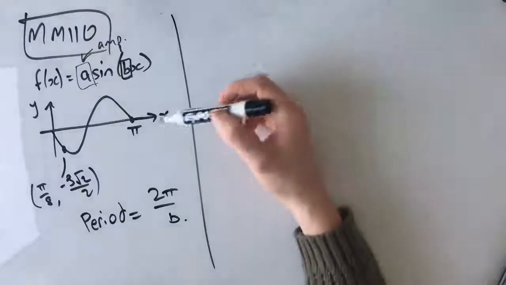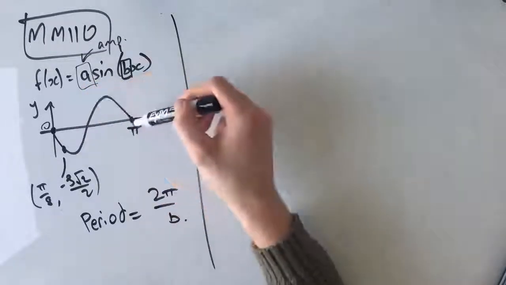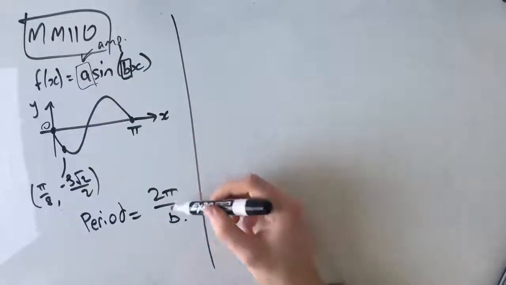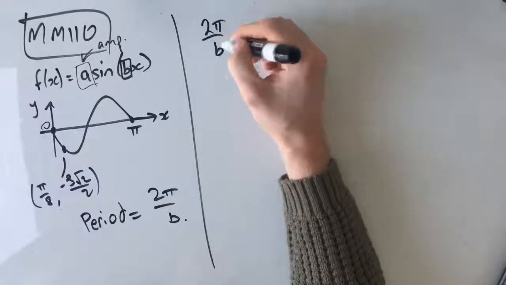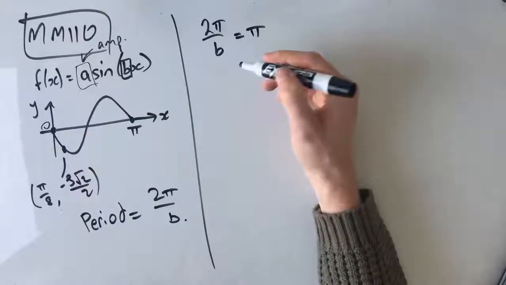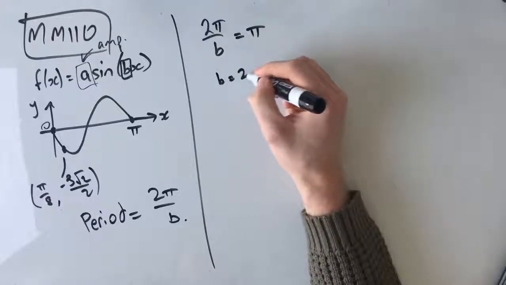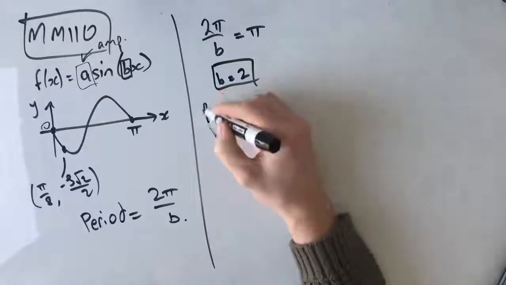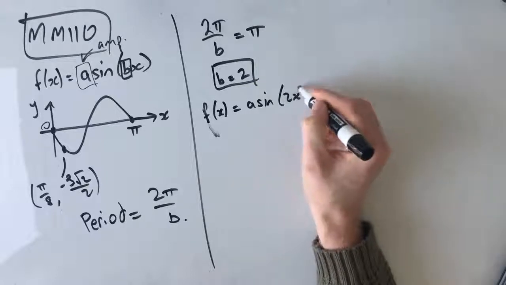And we can also tell from the graph that our sine graph goes from 0 to pi, this one cycle here, which means that our period is equal to pi. Our period is also equal to 2 pi over b, depending on what this b value is, which means that 2 pi over b is equal to pi, because our period is pi. From here, we can simply solve for b. We can multiply this side by b and divide both sides by pi, and we get b equals 2. So we know now that f of x is equal to a sine of 2x.